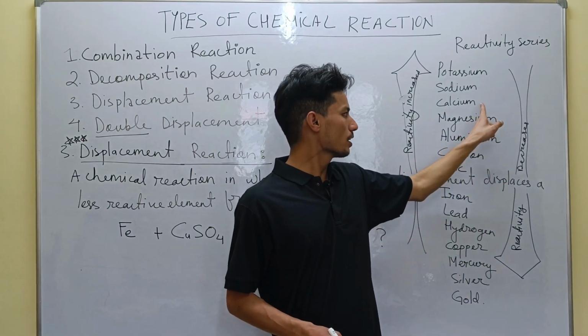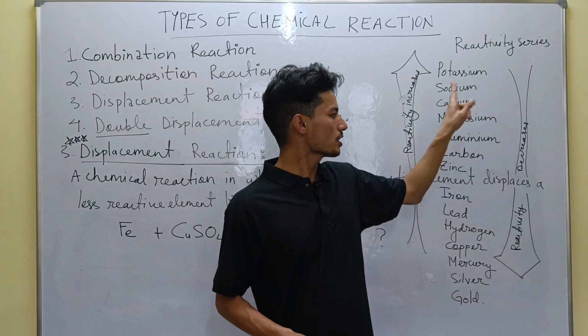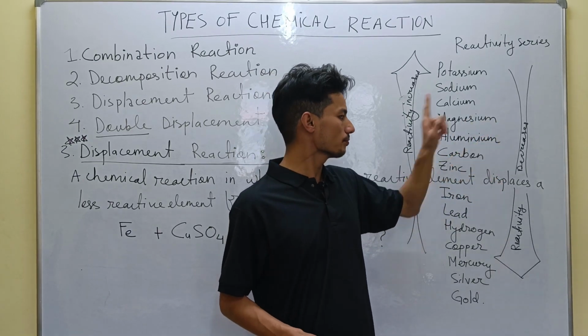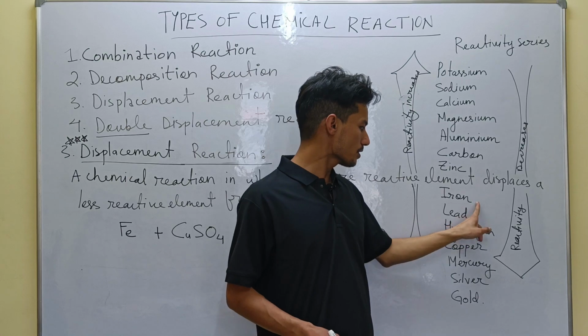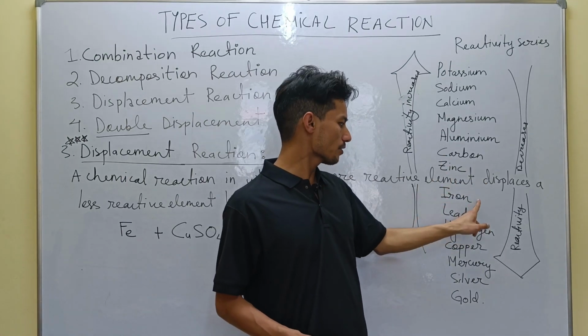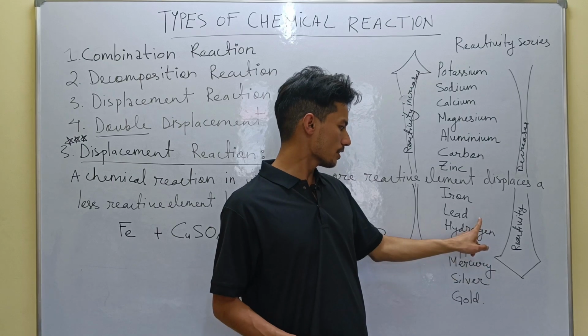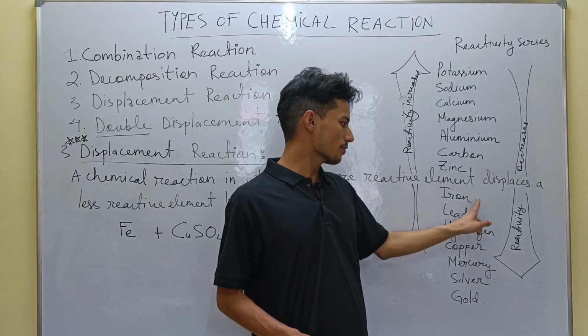Similarly, magnesium is less reactive than calcium. Similarly, carbon is less reactive than magnesium. Similarly, iron is less reactive than zinc. Iron is less reactive than aluminum. Similarly, copper is less reactive than lead. Copper is less reactive than iron.